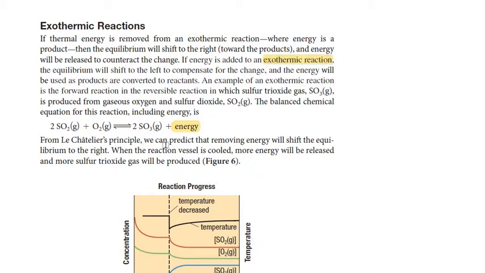So from Le Chatelier's principle, we can predict that removing energy will shift the equilibrium to the right. When we remove energy, the reaction will shift to the right to compensate for this change. When the reaction vessel is cooled, it means that we lower the thermal energy. More energy will be released and more sulfur trioxide gas will be produced. Why? Because the reaction will shift to the right.